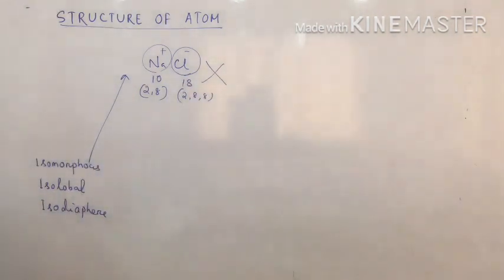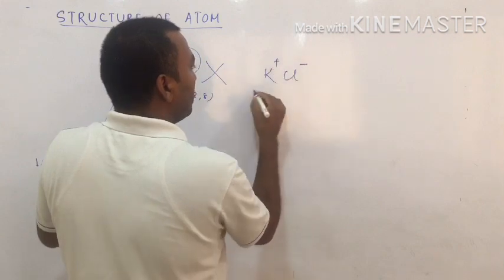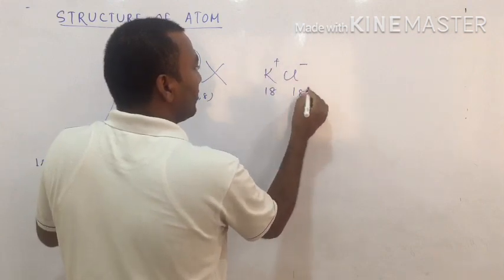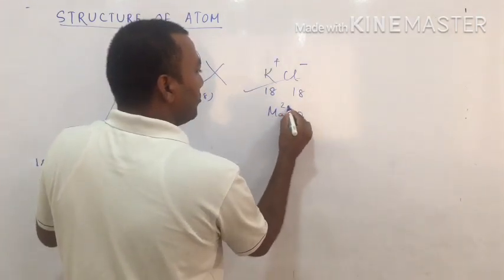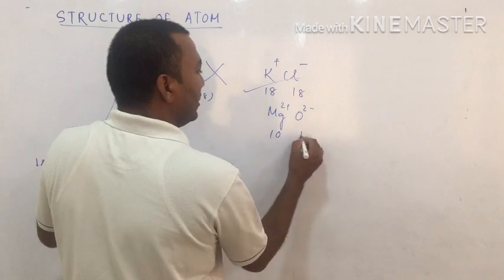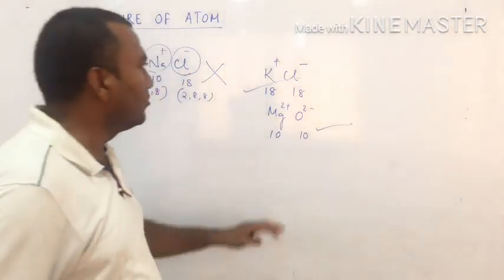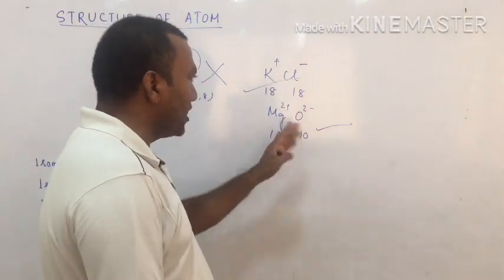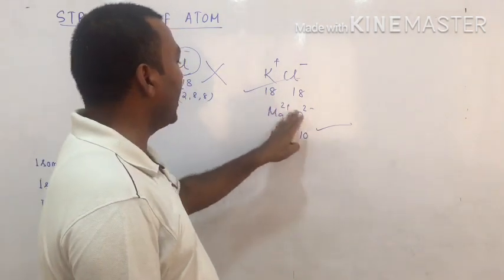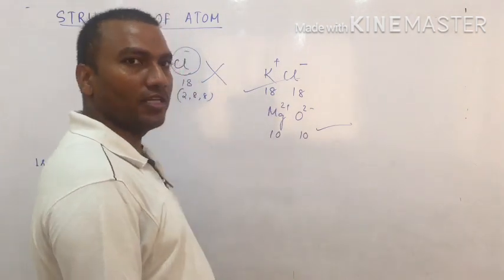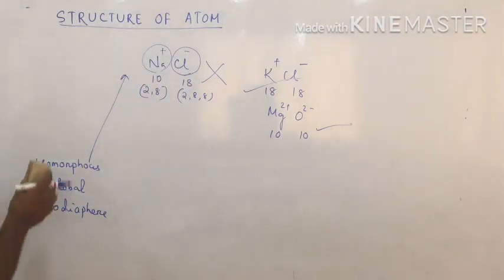But if you take potassium chloride, K+ and Cl-, so 19 becomes 18, here also 18. So these are isomorphous. Magnesium oxide: magnesium 12, Mg2+, oxygen O2-. So 10, 10. Isomorphous. So NaCl is not isomorphous, but potassium chloride is isomorphous, and magnesium oxide is isomorphous. So the ionic compound in which the cation and anion have the same electronic configuration are called isomorphous.